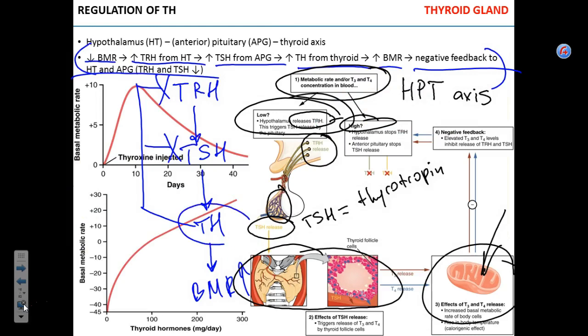So if this guy is low, how will it affect the levels of these two hormones? They're going to go up in order to try and compensate. Does it make sense? Do you understand?